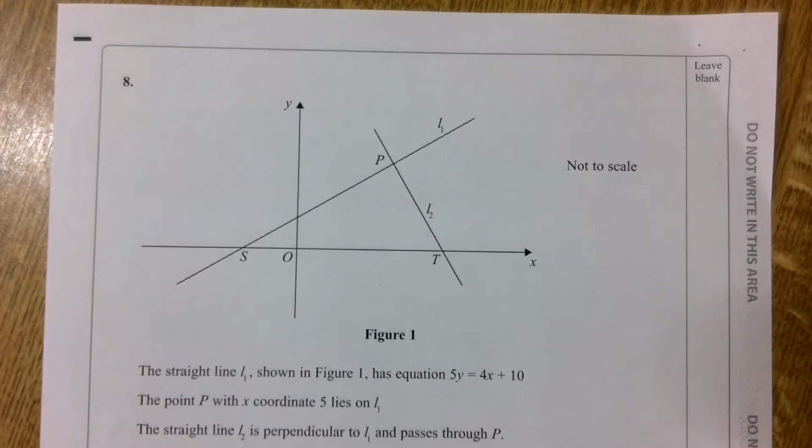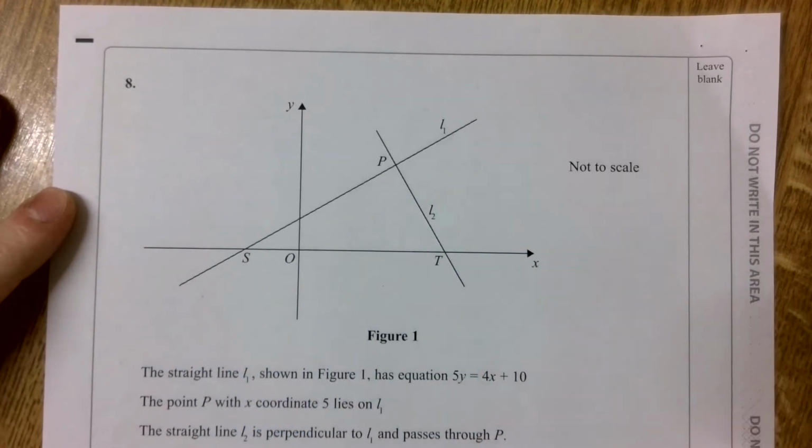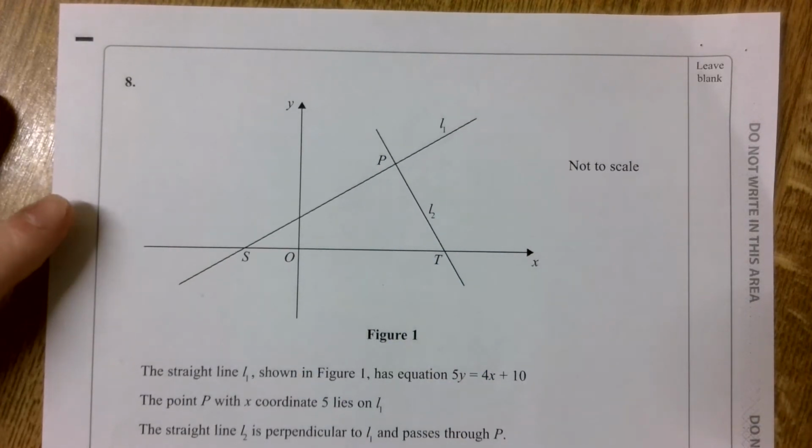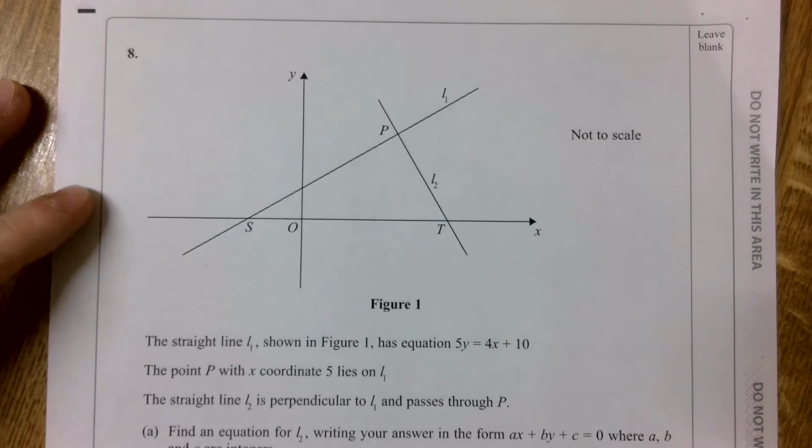We've got ourselves two lines. This is L1, line number 1. This is L2. They meet P, T and S on the x-axis there. So that's for a quick read.